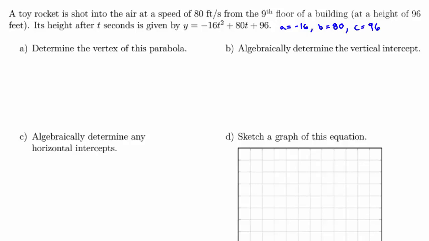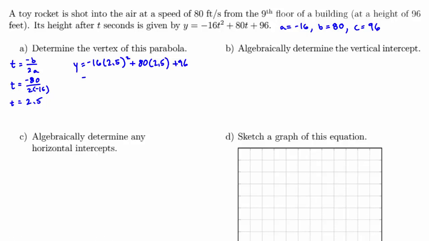To determine the vertex, we're going to take t equal to the opposite of b over 2a. So t is then equal to negative 80 over 2 times negative 16. Putting this into a calculator, we can see that t is equal to 2.5. To now find the y value, we'll replace t with 2.5 in that equation. So y will be equal to negative 16 times 2.5 squared plus 80 times 2.5 plus 96. And again, using a calculator, that will simplify to 196.